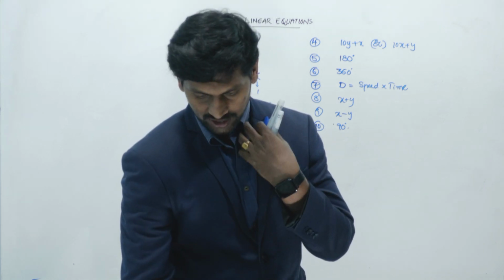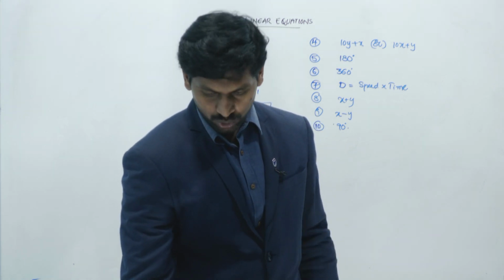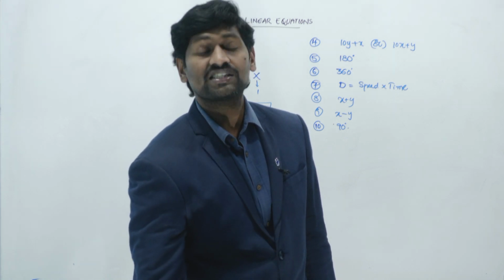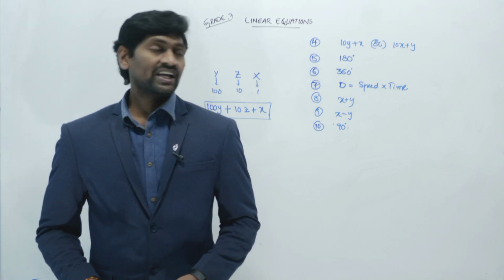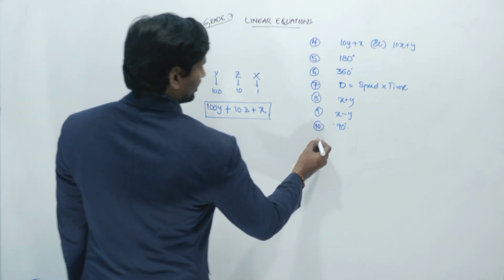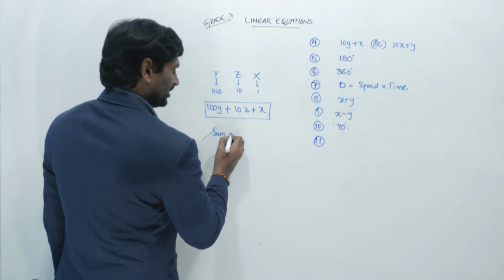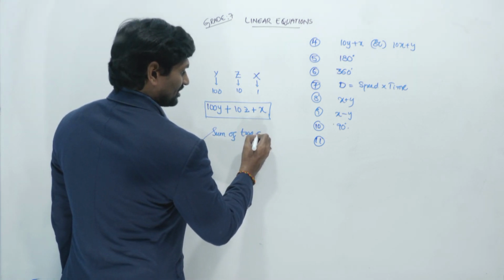Now let us go to the 12th one. Two complementary angles differ by 40 degrees; find the largest angle. What are complementary angles? Complementary angles are two angles whose sum must be 90 degrees.